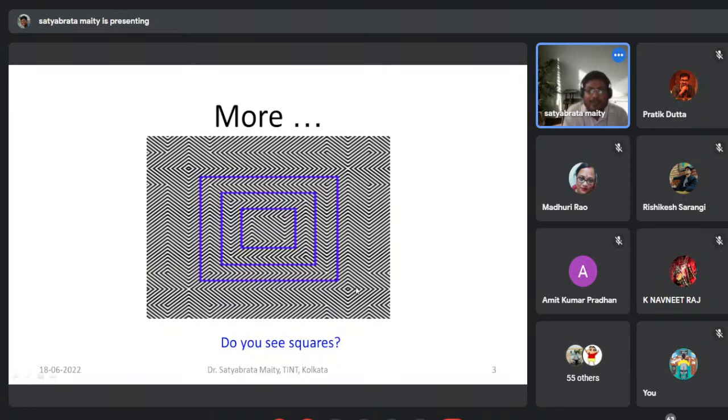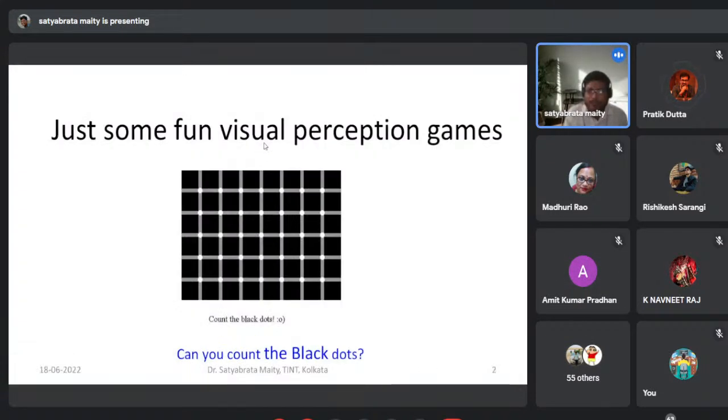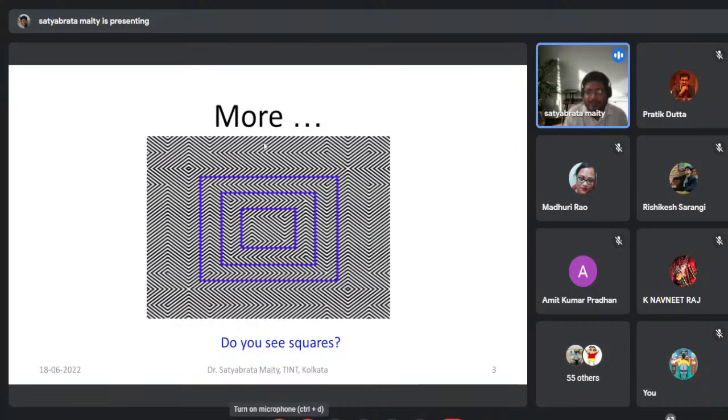Do you see the squares in this image? Students, if you can unmute your mic and interact with me, that would be better for me. I'm showing you again. This is the first one. Can you please count the black dots in this image? And second one is this. Can you see the squares in this image? Yes, sir, we can.